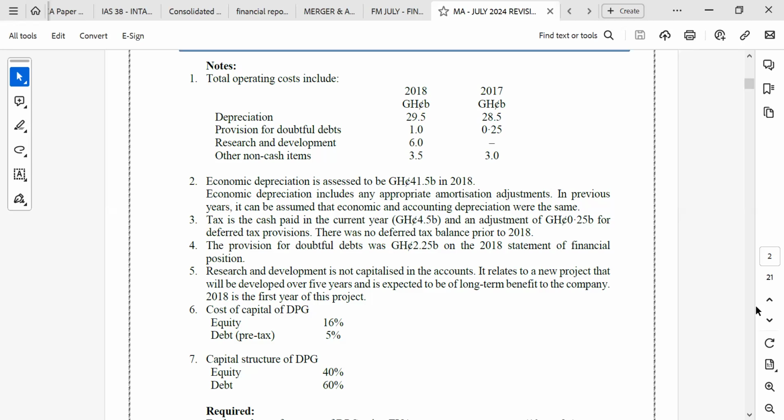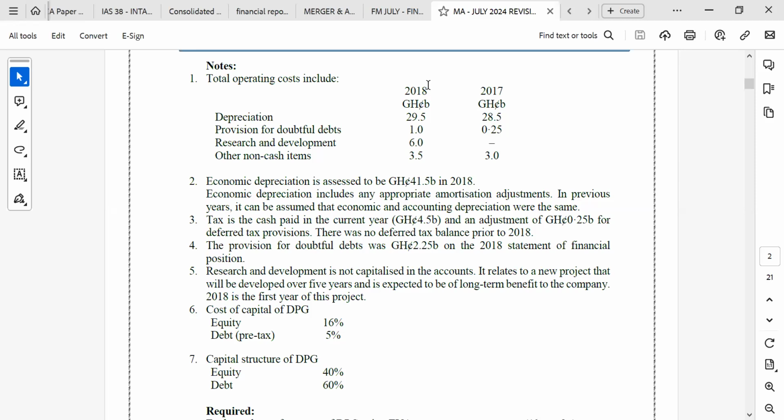3. Tax is the cash paid in the current year. That is 4.5 billion Ghana cedis and an adjustment of 0.25 billion Ghana cedi for deferred tax provisions. There was no deferred tax balance prior to 2018. The provision for doubtful debt was 2.25 billion Ghana cedi on the 2018 statement of financial position. 5. Research and development is not capitalized in the accounts. It relates to a new project that will be developed over 5 years and is expected to be of long-term benefit to the company. 2018 is the first year of this project.